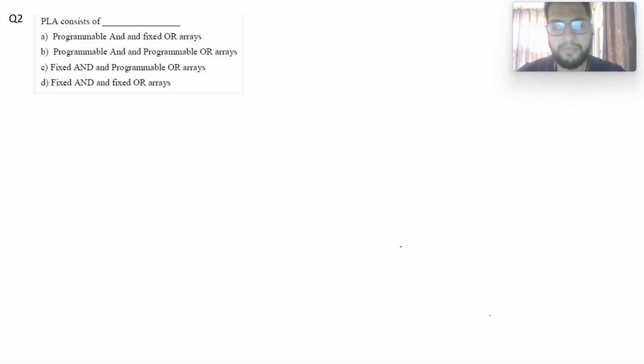A PLA, which is a programmable logic array, it's a simple theoretical question. You people are aware of this. A programmable logic array consists of programmable AND gates and programmable OR gates. It's a simple theoretical question. You can refer to your lectures for more details on this. So a PLA simply consists of a programmable AND gate array and a programmable OR gate array. So option B is the right answer to this question.